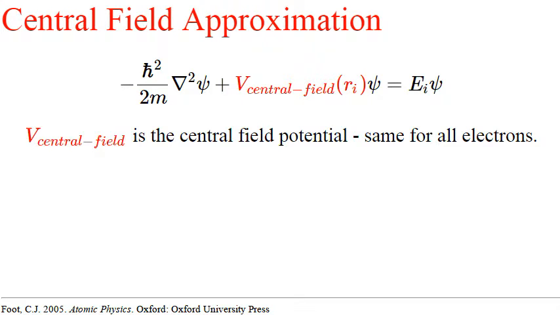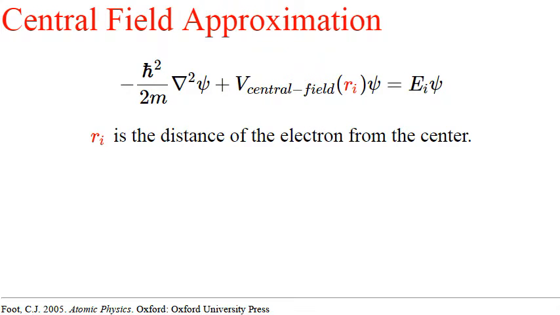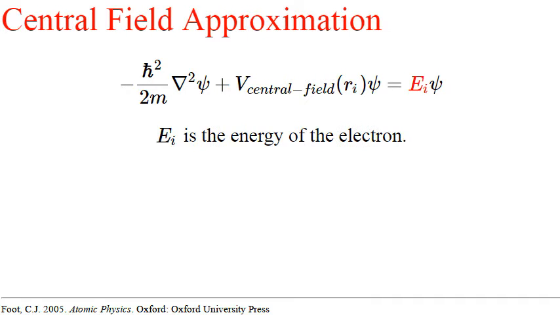Here V central field represents the central field potential. This potential is the same for all electrons in the atom. And r_i represents the distance of the electron from the center of the atom. Lastly, E_i is the energy of the electron.